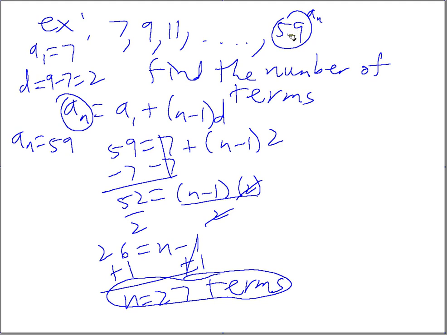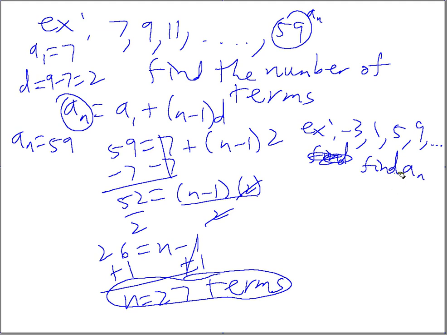Now let's take a look at using this formula to find the general formula for a sequence. So, for example, let's take a look at this problem here. How about this sequence? -3, 1, 5, 9, and so on. I want you to find the nth term. Give me a formula for the nth term in terms of n. Find a sub n.